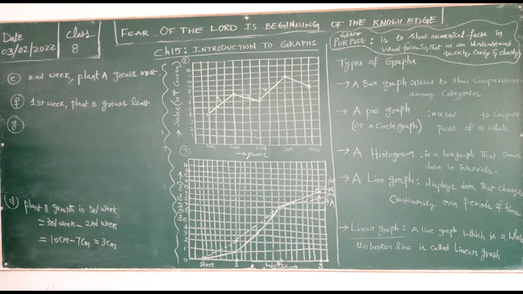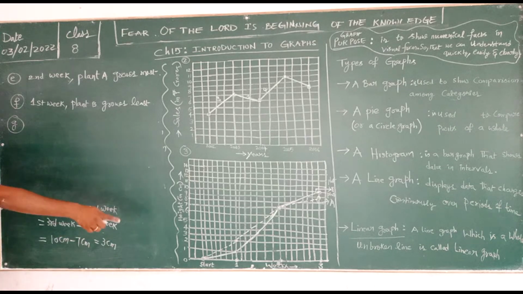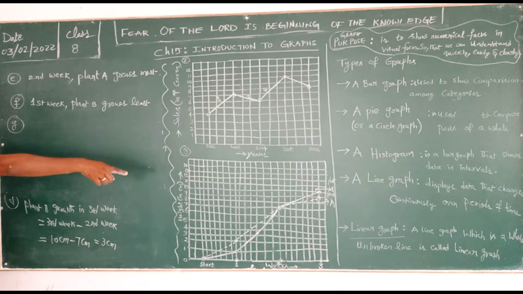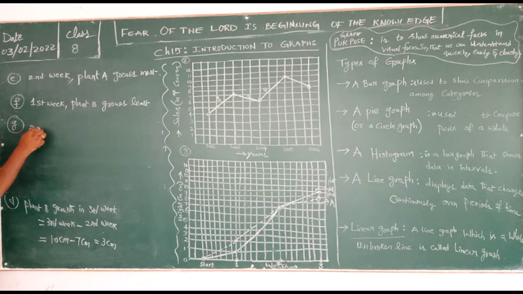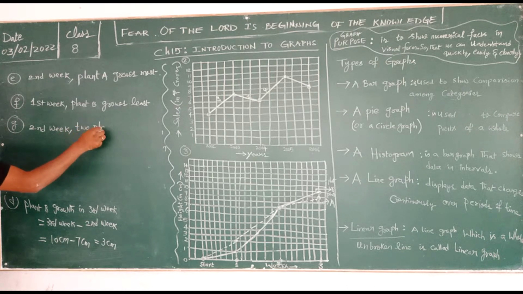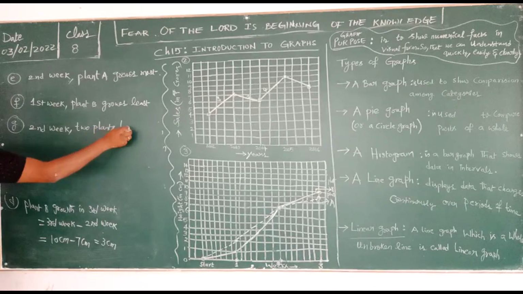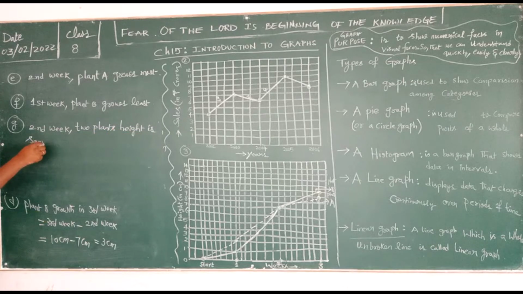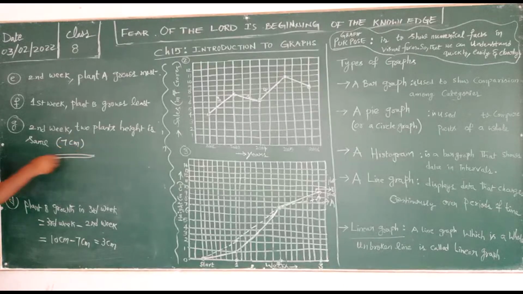Next, the last and final one: were the two plants the same height during any week shown here? Specify any week these two plants have the same height. You found that the second week, that is 7 centimeters right here. Second week, the two plants' height is the same. That is how much? 7 centimeters. So your third question is completed.